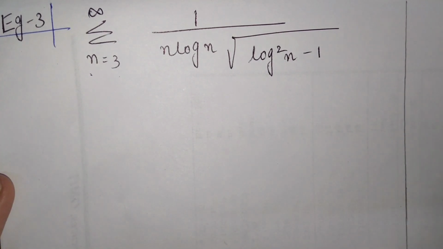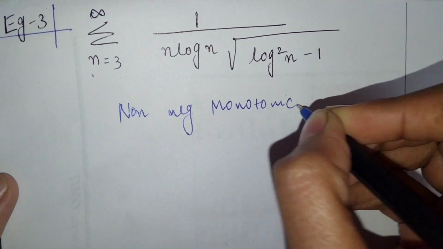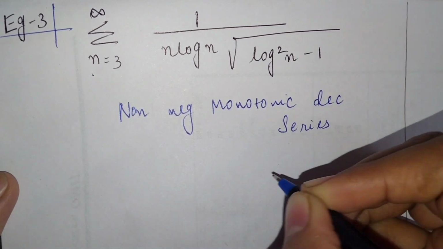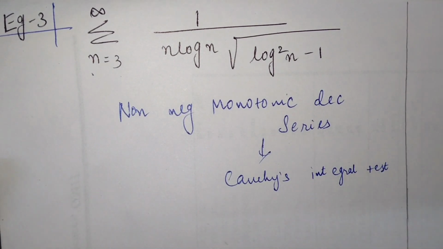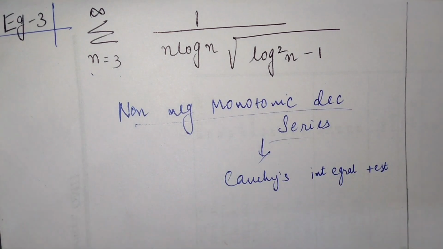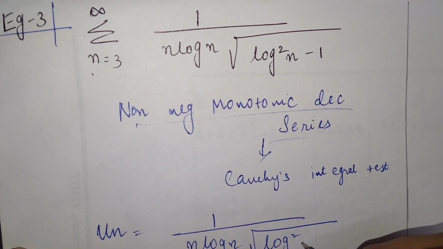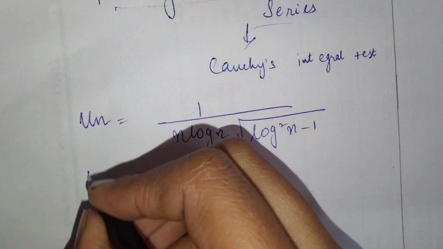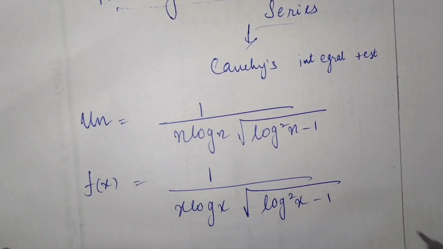Okay. So now again you can check, it is a non-negative monotonic decreasing series. So again we can use Cauchy's integral test. But in Cauchy's integral examples, most of the time they ask to solve it by using Cauchy's integral test. But if it is not told, then you can check it by putting the values, and if it is a non-negative monotonic decreasing series, then you have to use this test. Okay. So again our un is 1 by n log n into root of log square n minus 1. So our f of x will be 1 by x log x into root of log square x minus 1.